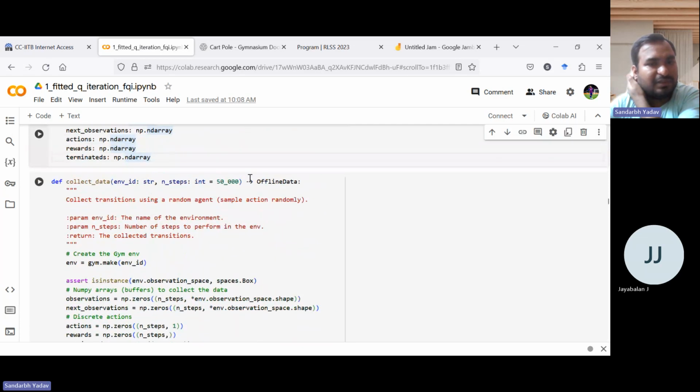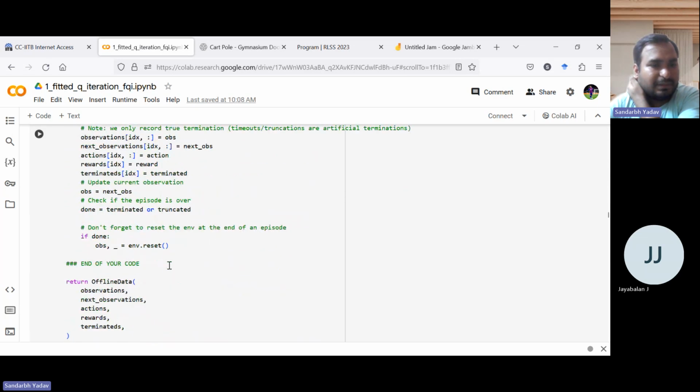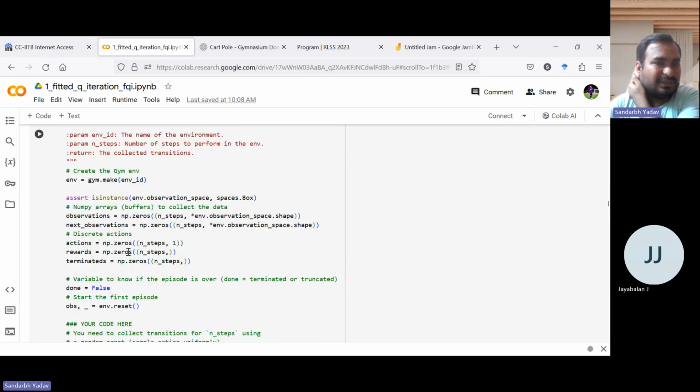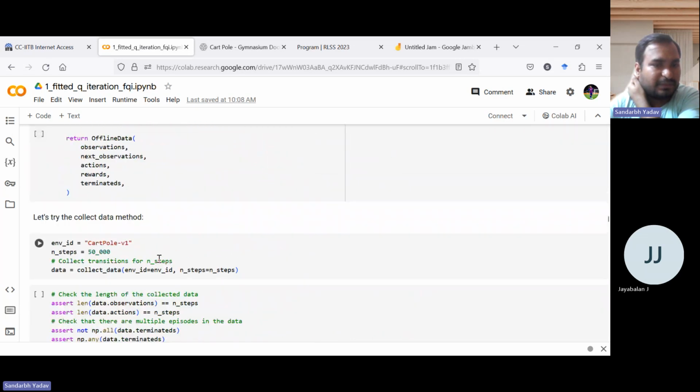And what it returns is offline data. Remember we made this class OfflineData, which contains these five arrays. So here they have returned this instance of the class with all these five arrays. So this is simply the definition of the function. We will be calling it in the next one.